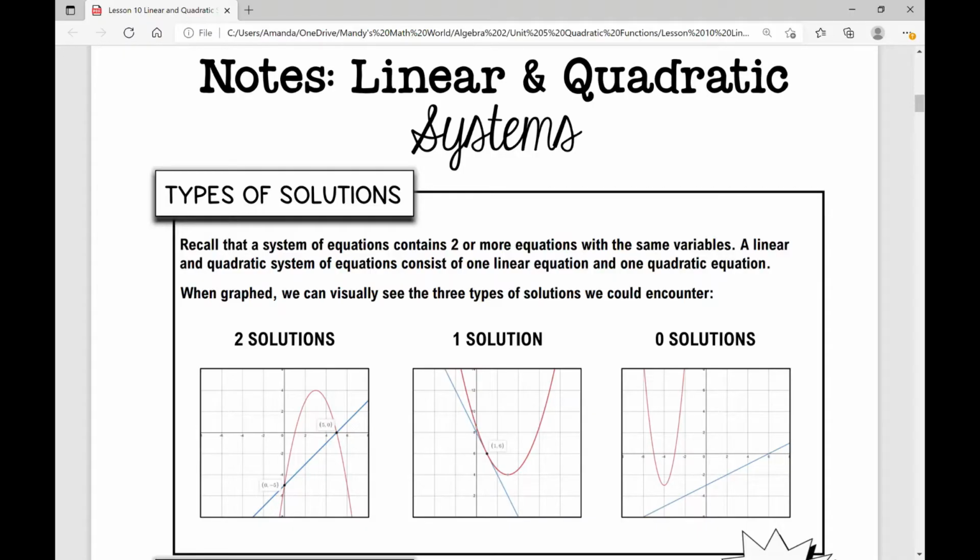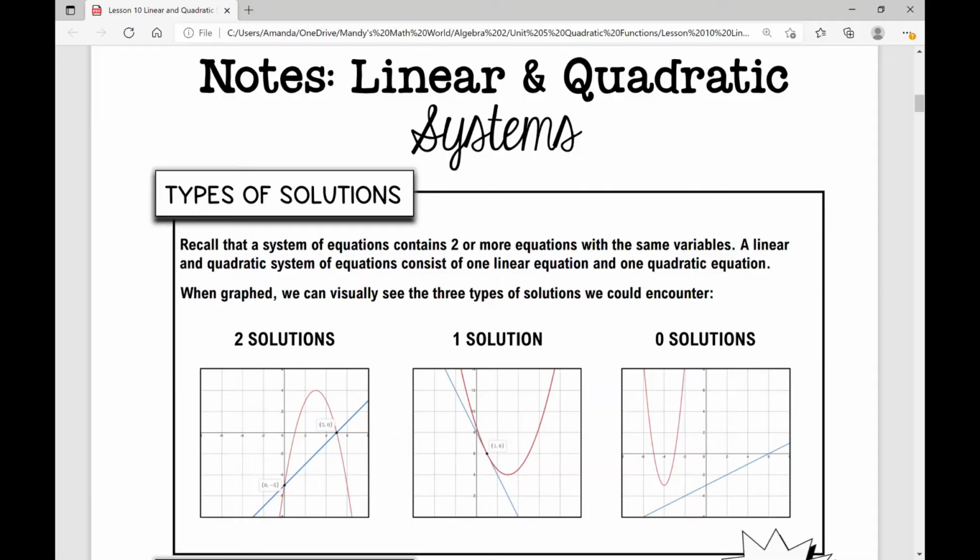is quadratic. So obviously on these three graphs that we're given, we have a straight line and we have a parabola, right? The straight line is the linear equation graphed and the parabola is the quadratic equation graphed.